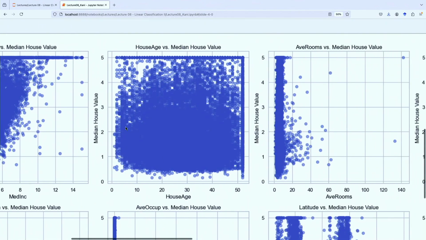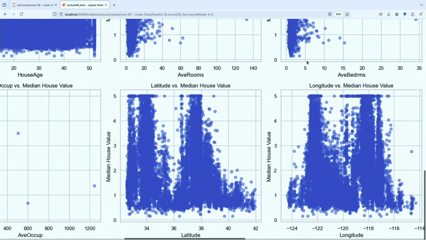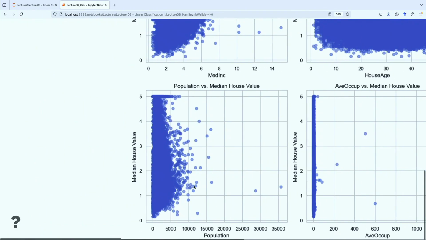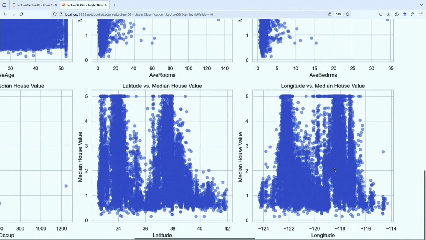Now, there are other factors that seemingly have no real pattern, namely house age, average number of rooms, average number of bedrooms, population, average occupancy, latitude, longitude. This is by far the dumbest parameter that they collected. I don't know why they collected this parameter. Because guess what, does anyone want to look up the latitude and longitude of San Diego? Look it up on your phone real quick.